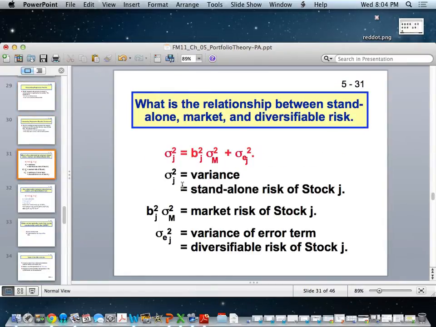The relationship between standalone market and diversifiable risk is actually covered in chapter 4, that basically your total variance is broken down into the market risk and the diversifiable risk, or the unexplained risk. That's the epsilon. Epsilon is the error term, the unexplained risk. That's where I've actually used that.